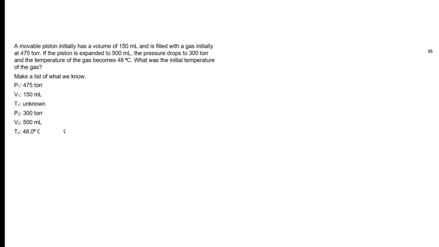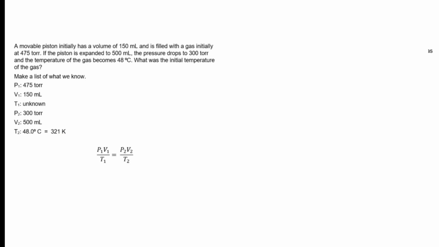Because pressure, volume, and temperature are changing, we are going to be using our combined gas law. But before we plug numbers in, we need to convert this Celsius to Kelvin. So let's do that quickly. Okay, that is 321 Kelvin. Now we can actually put numbers in.